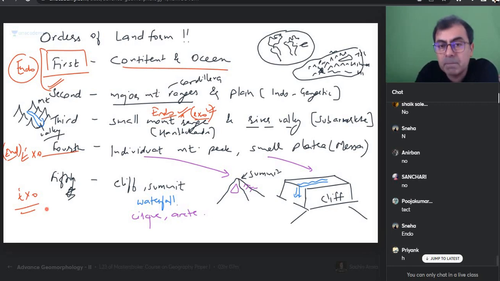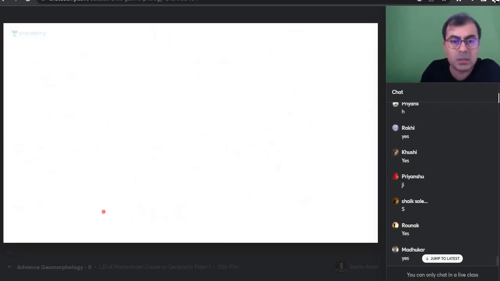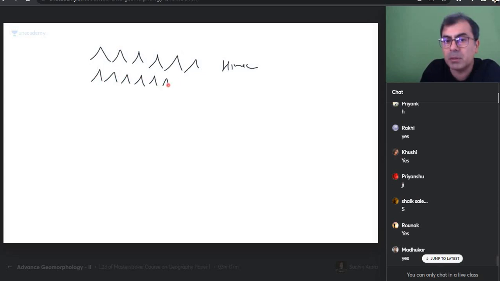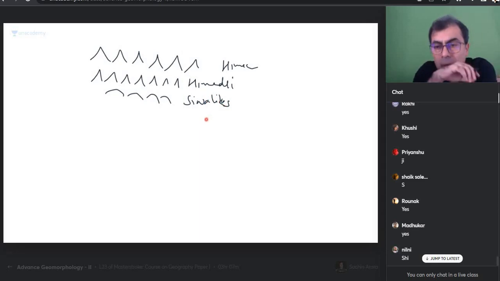Is everyone with me? So now India has got these Himalayas. Himachal, first uplift. Second uplift, Himadri. Third uplift, Shivaliks. Yes or no? Are they because of denudation? Are they created because of denudation? Yes or no?